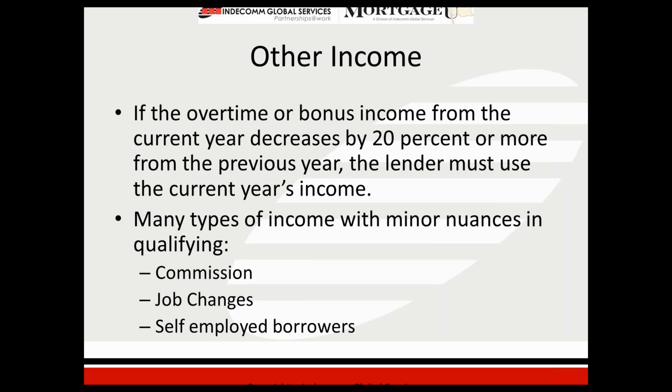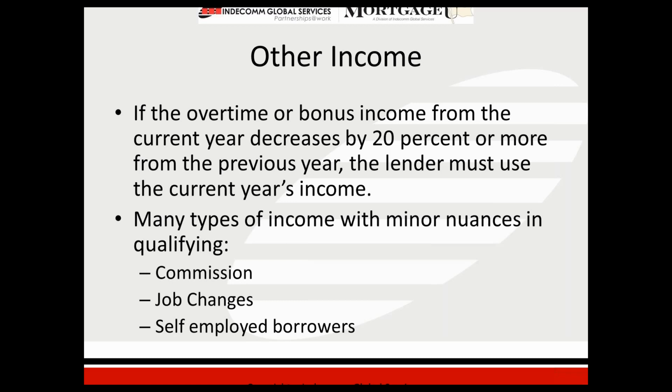Job changes, if you look at page 7 of your job aid, you're looking at your borrower's loan application and looking at their job history for the last 2 years. And if they've changed jobs more than 3 times in the previous 12-month period, or if they have changed lines of work, you must take additional steps to verify and document the stability of the income.